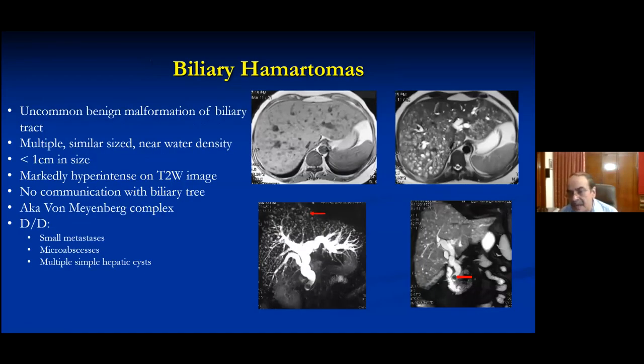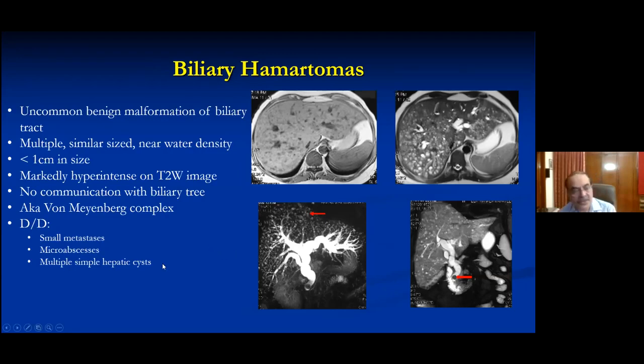Moving on to biliary hamartomas. Biliary hamartomas are relatively rare benign lesions. They arise from the biliary epithelium, but they do not communicate with the biliary tree. The hallmark of this lesion on imaging is that they are very bright on T2. They are multiple, they are numerous. When they are seen, they virtually stud the entire liver. They are usually equal in size. You can see almost all the lesions are similar in size, less than a centimeter by and large, and do not show communication with the biliary tree. Then you should be thinking of biliary hamartomas, what has also been referred to as the von Meyenburg complex.